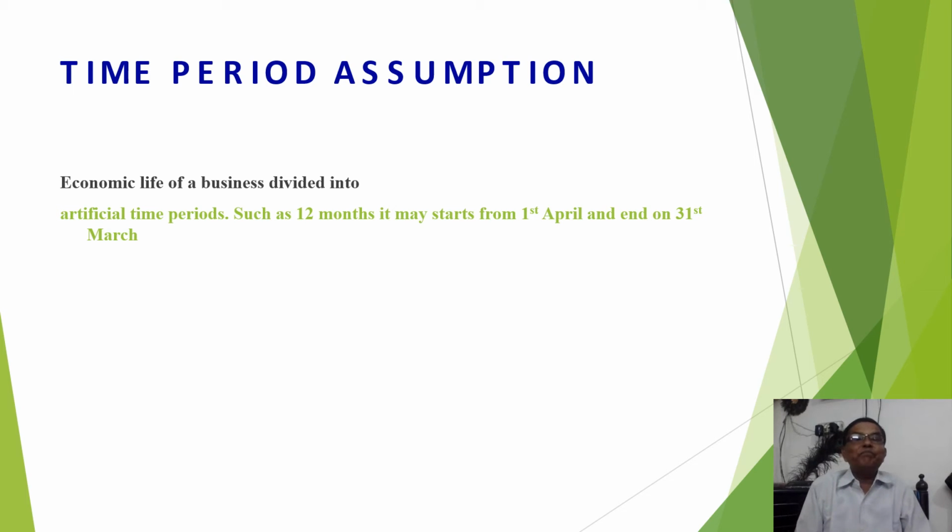Next one is the time period assumption. In accounting, we are dividing the whole life of the business into different segments, say 1 year. So the economic life of the business is very important for the purpose of maintaining records and assessing the business, the growth of the business, where we are standing. So artificial time periods such as 12 months, it may start from the 1st of April and end on the 31st of March.